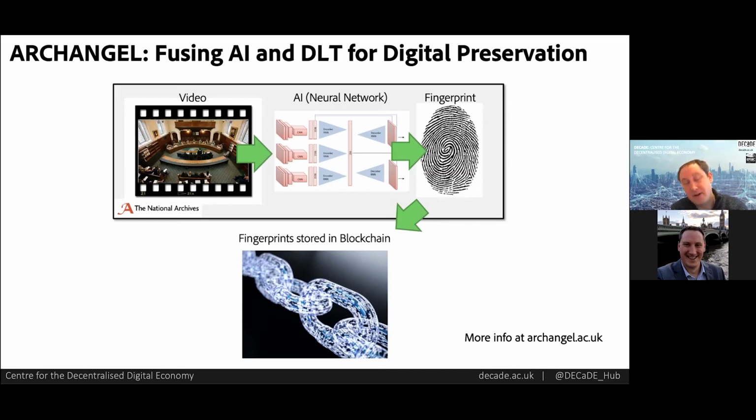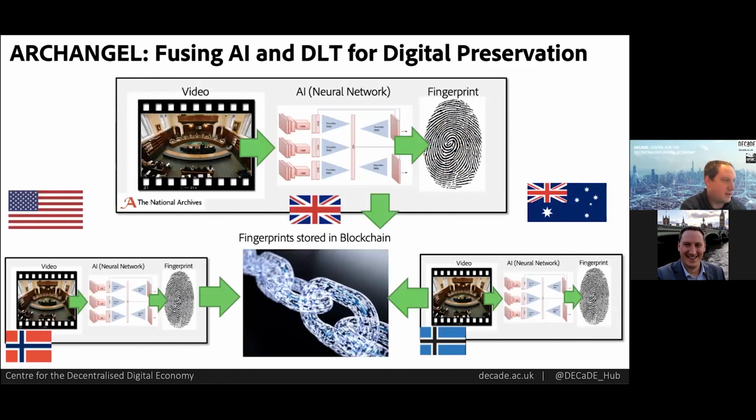So we trained a neural network, a computer vision system to do that, and stored these AI-derived fingerprints in the DLT. So anyway, you can read more about it at the Archangel Act UK website if you want to see detail on that side of things. But coming back to the DLT, we basically trialed this technology across 5 national archives around the world, so the UK, US, Norway, Estonia and Australia national archives, and it's very exciting. It's the very first example of a public decentralized trust model for digital preservation across national archives, and it was very well received.